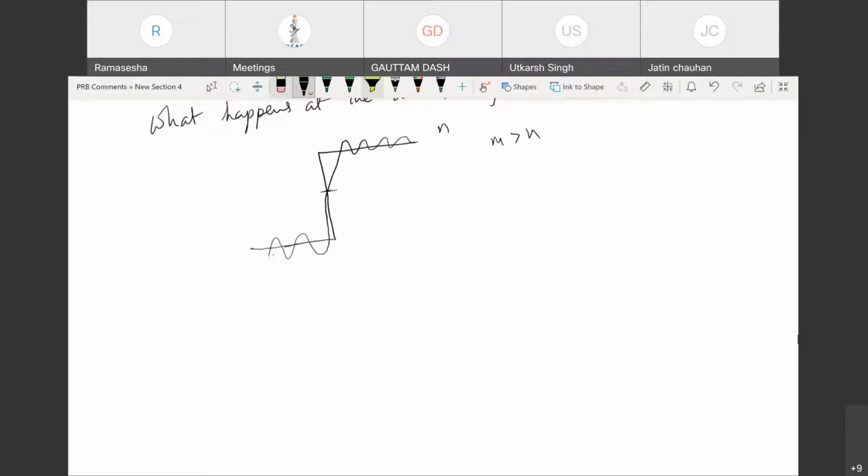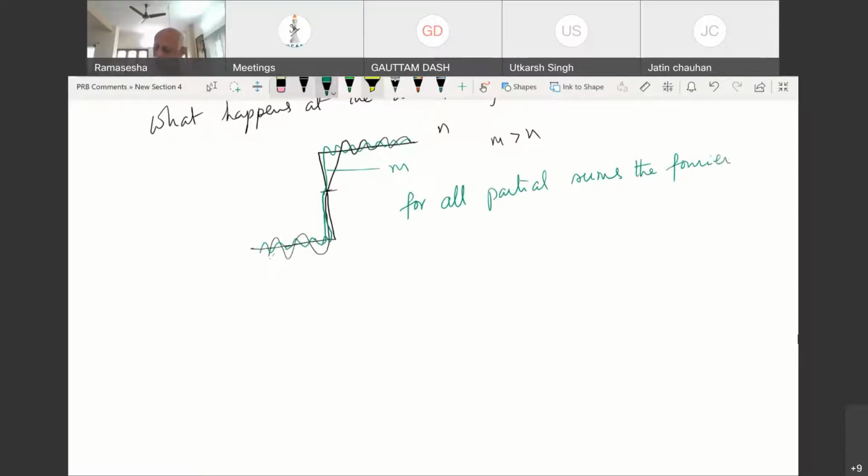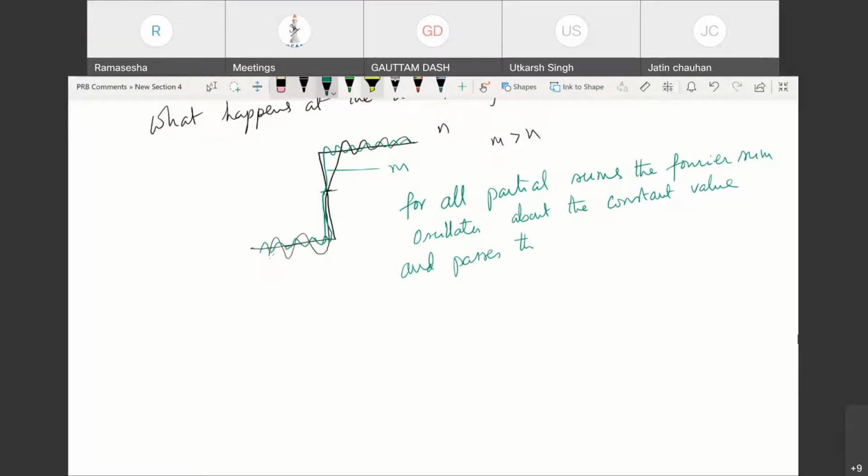Partial sums oscillate about the constant value and pass through the average of the jump. So once again, let the screen move.